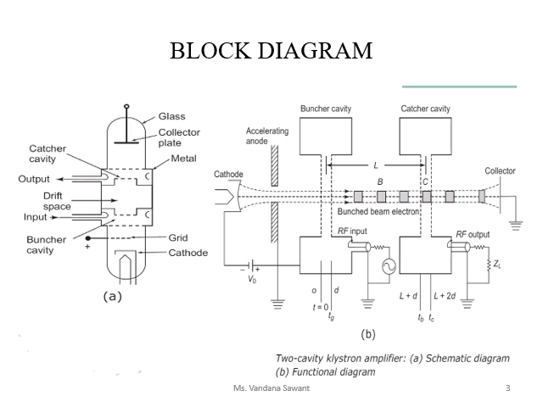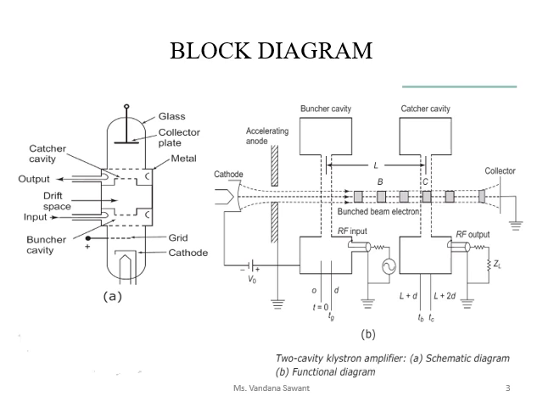So the first process is electron beam generation, the second process is velocity modulation, and the third process, density modulation, takes place, and at the output point of this cavity bunches of electrons are formed. So this cavity is called the buncher cavity.